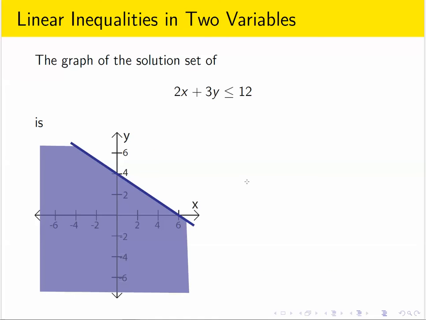And then everything on the same side is also part of the solution set. So we shade the entire region that's on the same side of our line as the origin was. And that's it. This shaded region is our solution.